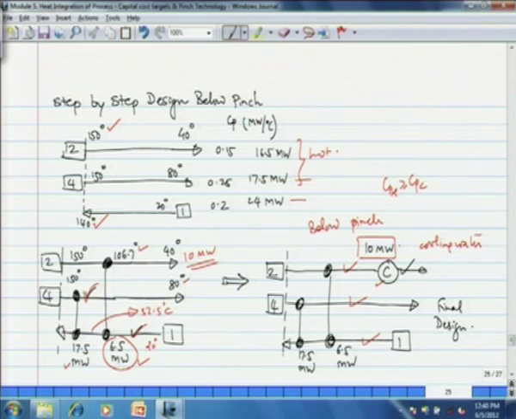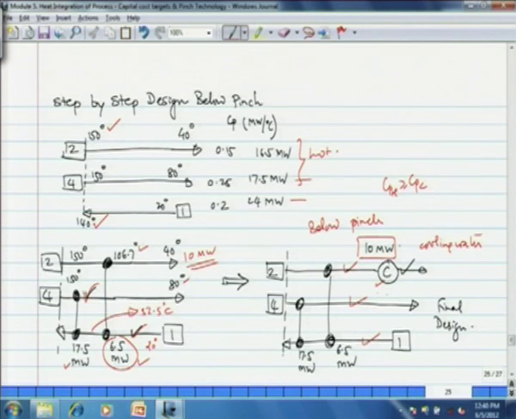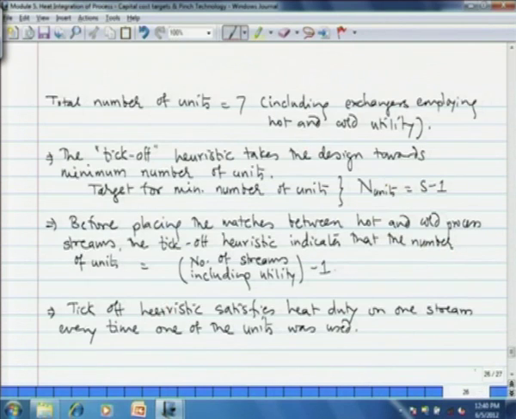The total design is essentially an amalgamation of design above pinch region and below pinch region. Above pinch region, we just saw that we needed total 4 exchangers, okay, and below pinch region we need 1, 2 and 3 exchangers. So, the total number of exchangers, total number of units that we need are 7, including exchangers employing hot and cold utility.